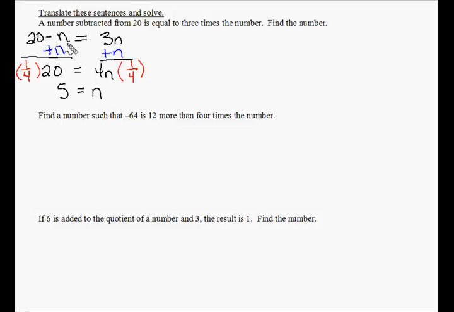Let's see if that makes sense. A number subtracted from 20. If 5 is subtracted from 20, we get 15, and that's equal to 3 times the number. The number was 5, 3 times 5 is 15.